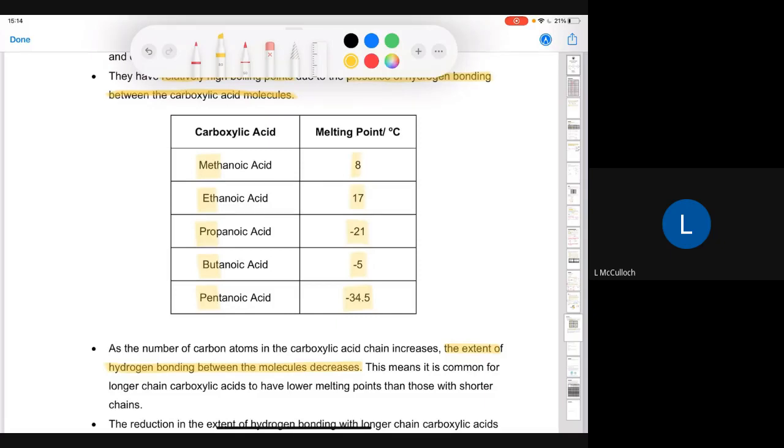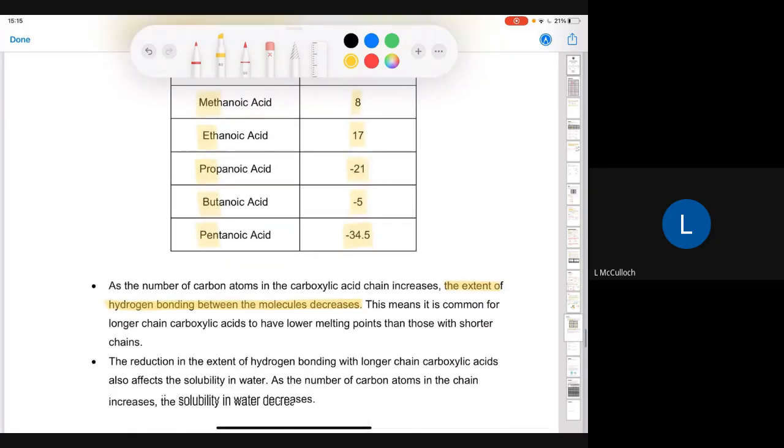So it's common for longer chain carboxylic acids to have lower melting points than those with shorter chains. It's not a resolute fact because, as you can see, ethanoic acid has a higher melting point than methanoic, and butanoic has a higher melting point than propanoic. It just very much depends. So the key thing is it's not uncommon to see these irregularities in the melting points of carboxylic acids.